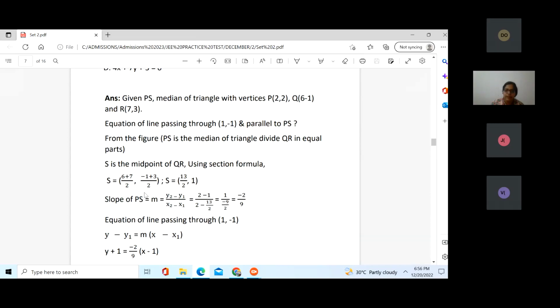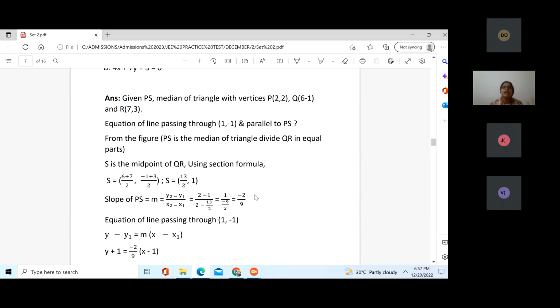Then I need to find out the slope, which is equal to m, which is (y2 - y1)/(x2 - x1). I know the coordinates of both of them, P and S. P is (2, 2), and S is (13/2, 1). So I'll just use this formula, and I have the slope, which is -2/9.